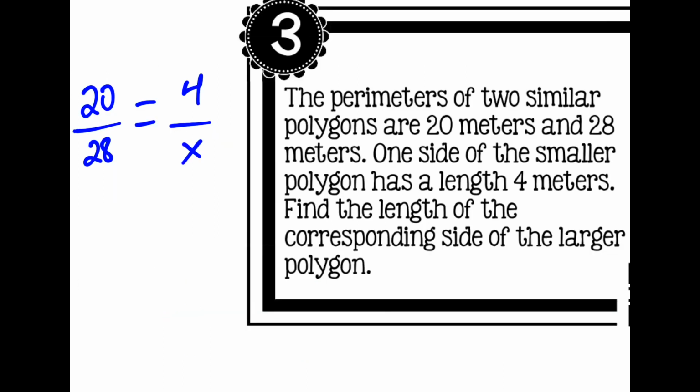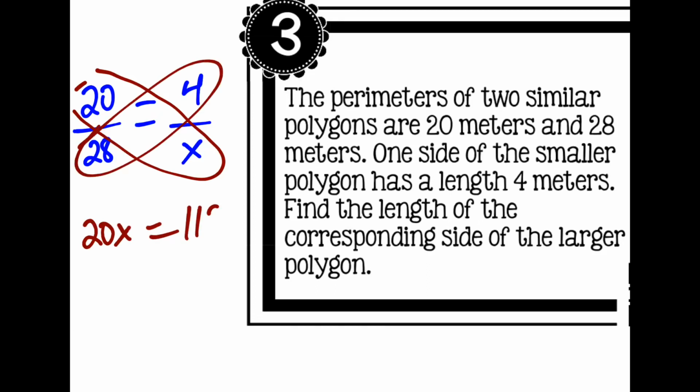Number 3, on the left, we'll create a ratio for the perimeters. On the right, we'll create a ratio for the side lengths. We know one of them is 4. We don't know the other. We can cross multiply. 20x is equal to 28 times 4, which is 112. Divide this by 20. x is equal to 5.6.